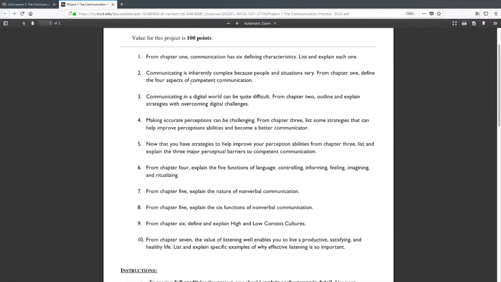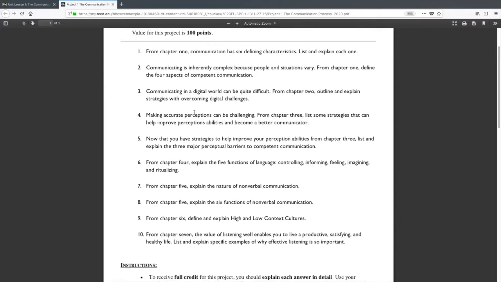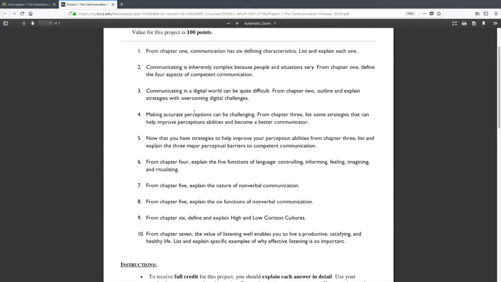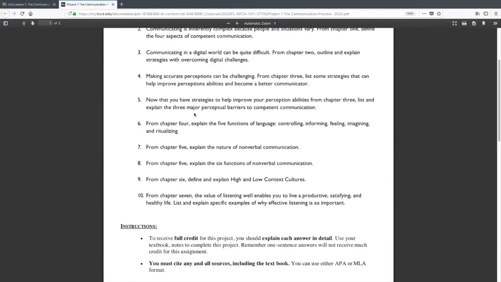The answers are in your textbook, Real Communication. You can also use the PowerPoint and student notes that I have provided in the student resources link in this unit lesson 1. Make sure that you answer each of the 10 questions. Follow the directions. These are the instructions.